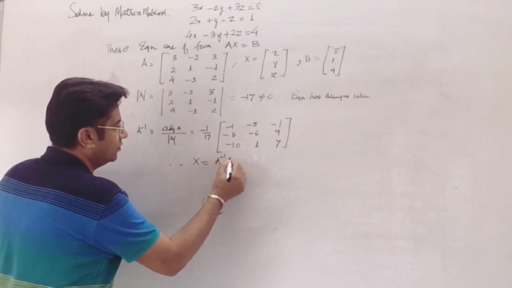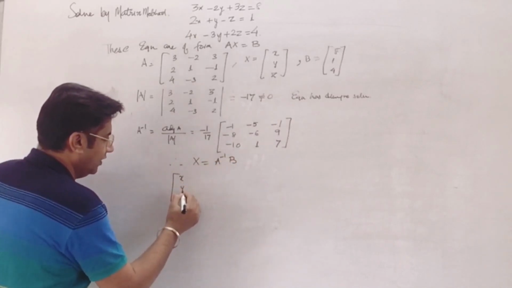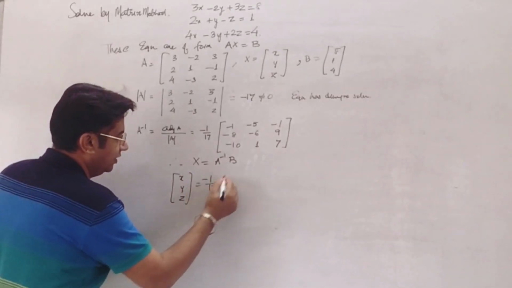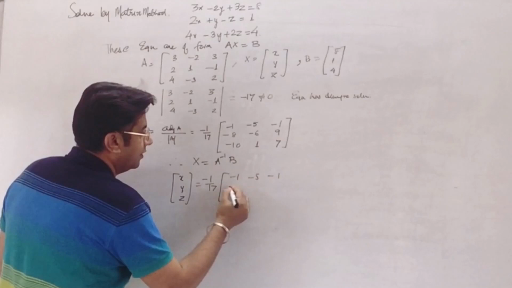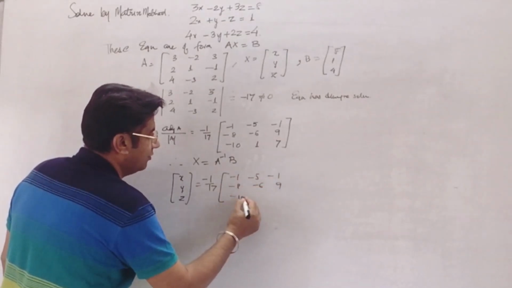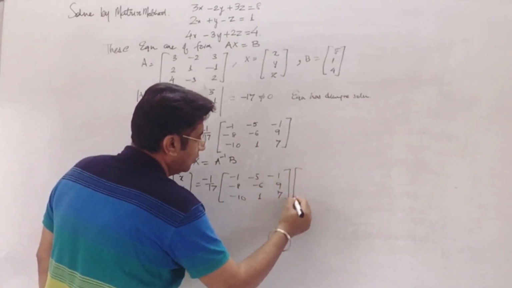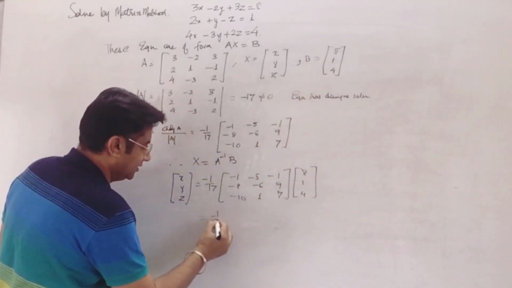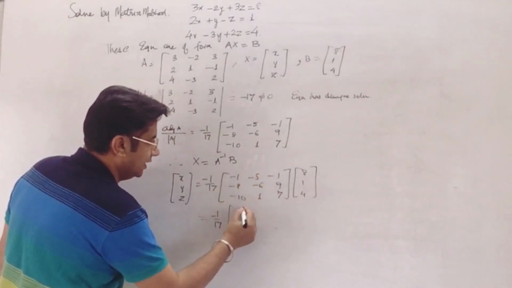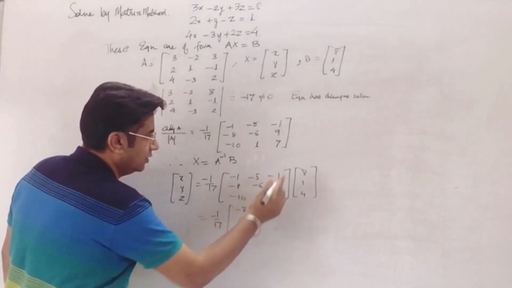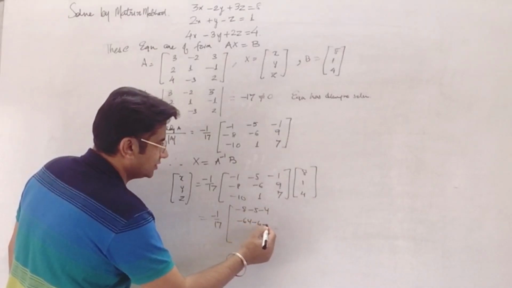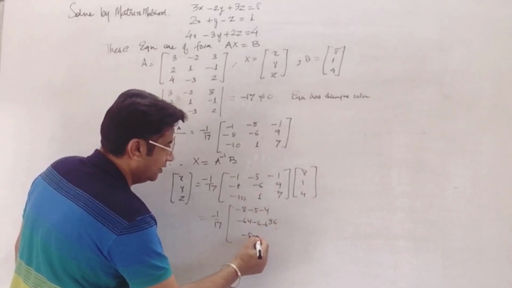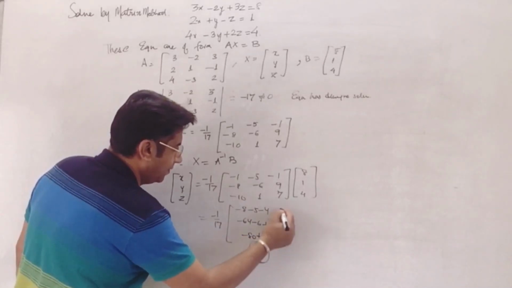X is equal to A inverse into B. X is the variable matrix. A inverse you have calculated: minus 1 by 17 times minus 8, minus 6, 9, minus 10, 1, 7. And what is the constant matrix B? It is 8, 1, 4. Now you will multiply this: minus 64, minus 6 plus 36. It is minus 80 plus 1 plus 28.